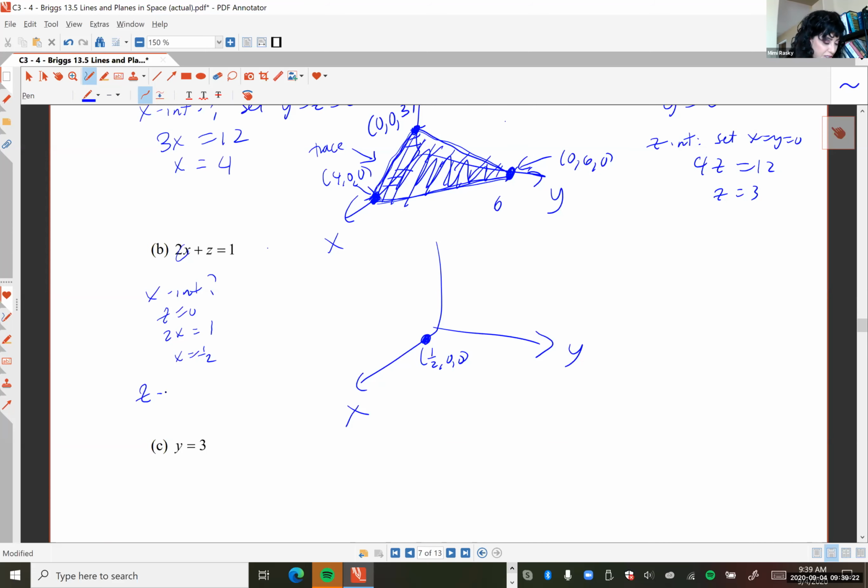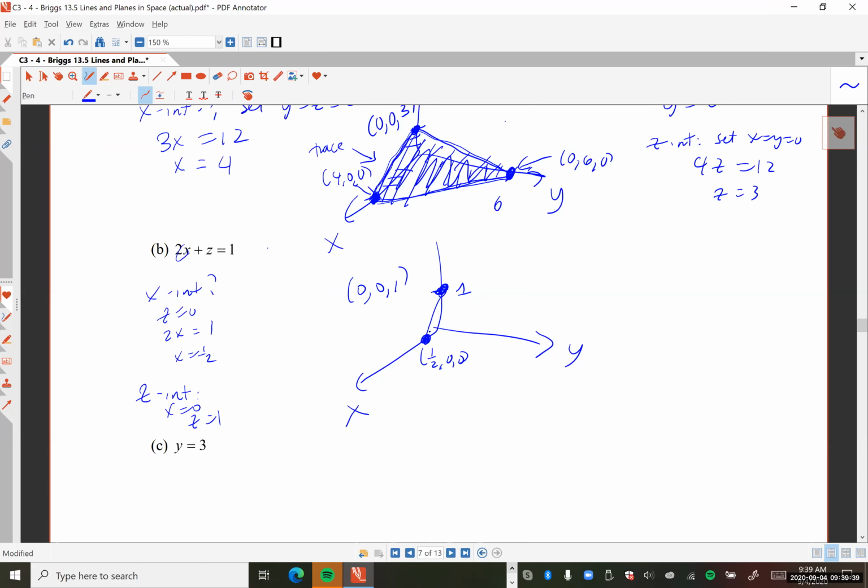And then the z-intercept, similar: set x equal to 0, and you'll just get z equals 1. So this point, (0, 0, 1), lives on the plane. Now you're only going to have one trace here. The last problem was a little easier. You had 3 traces. We only have 1 trace.